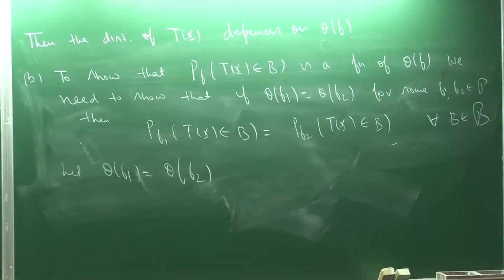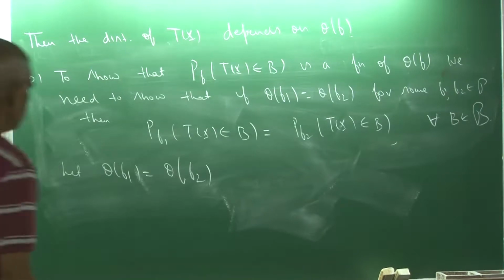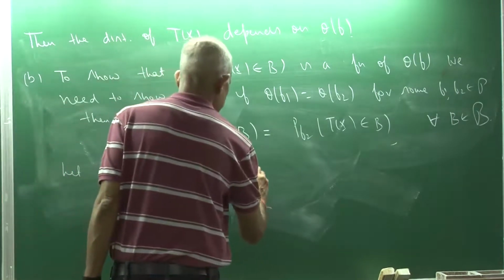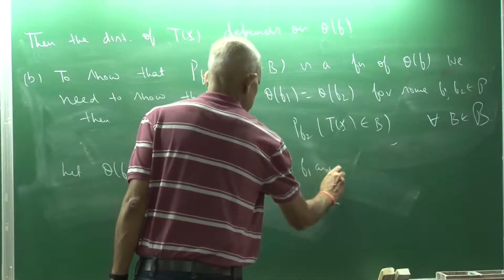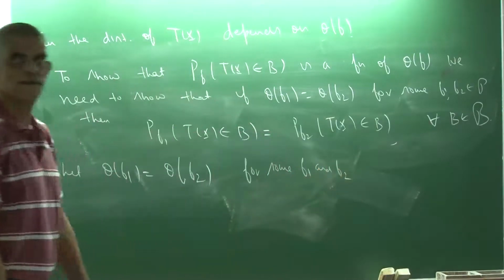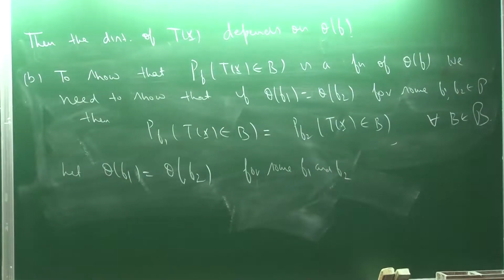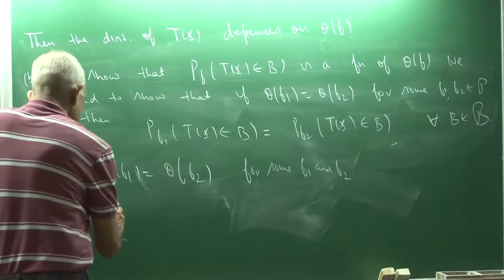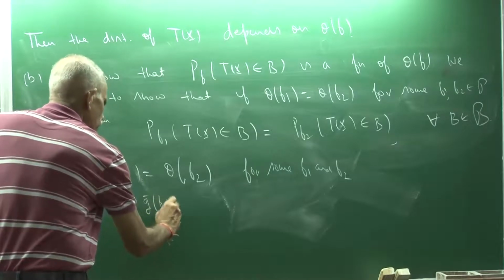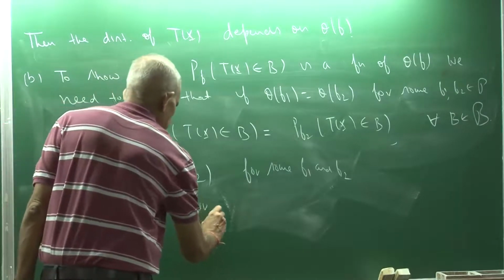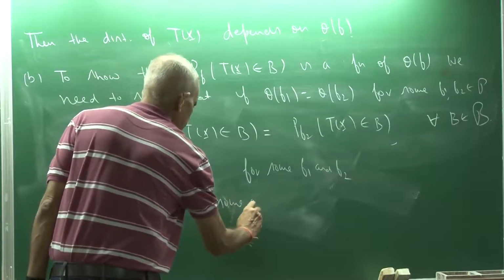for some f1 and f2. So what does that mean? Theta f1 is the same as theta f2. That means f1 is the same as g bar of f2 for some g bar in G bar.